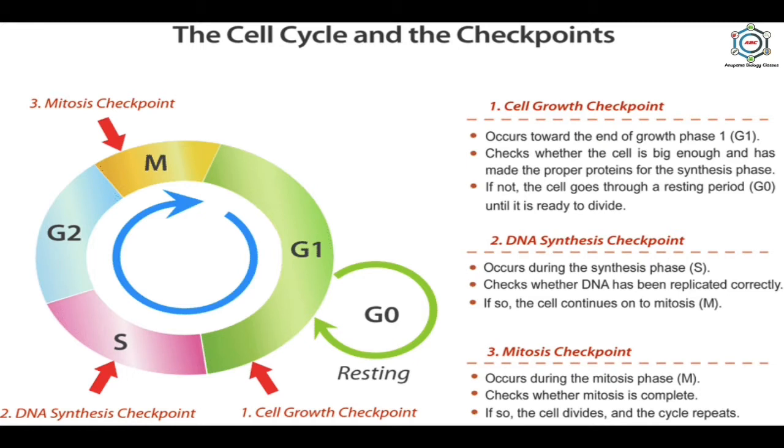The second checkpoint is the DNA synthesis checkpoint, which occurs in the S phase. It occurs during the synthesis phase and checks whether DNA has been replicated correctly. If so, the cell continues on to mitosis. And the third checkpoint is the mitosis checkpoint, which occurs in the M phase and checks whether mitosis is completed. If so, the cell divides and then the cycle repeats. So these are all the checkpoints in a cell cycle.